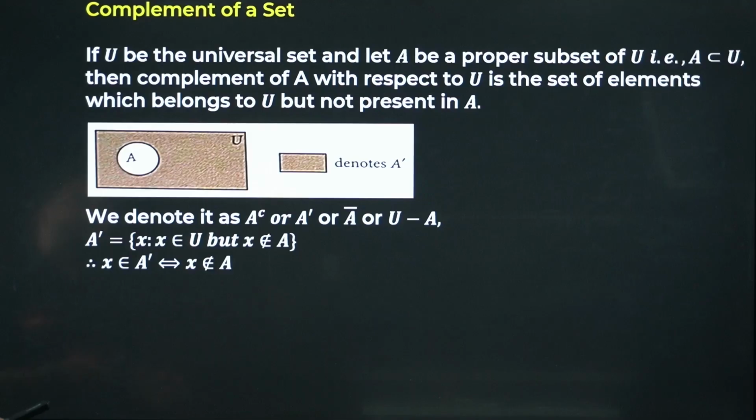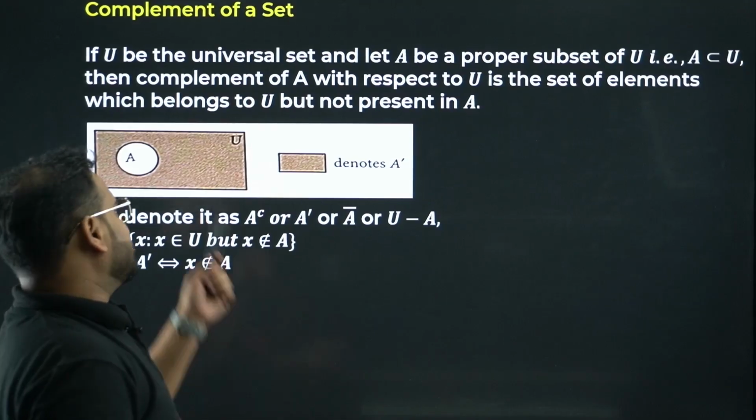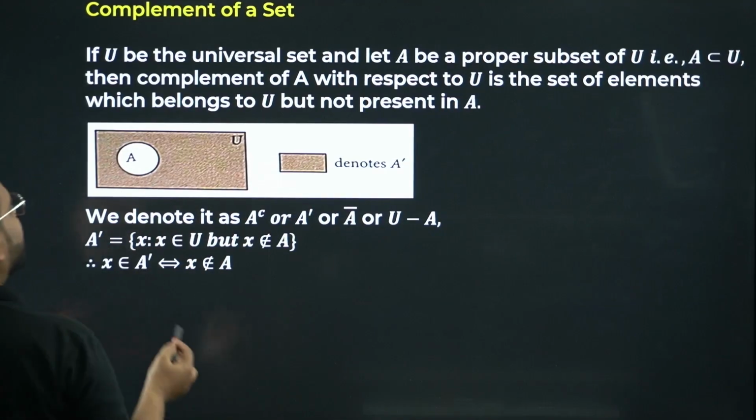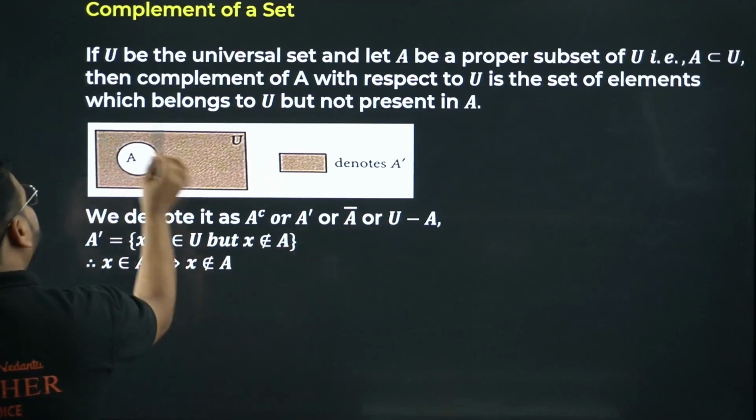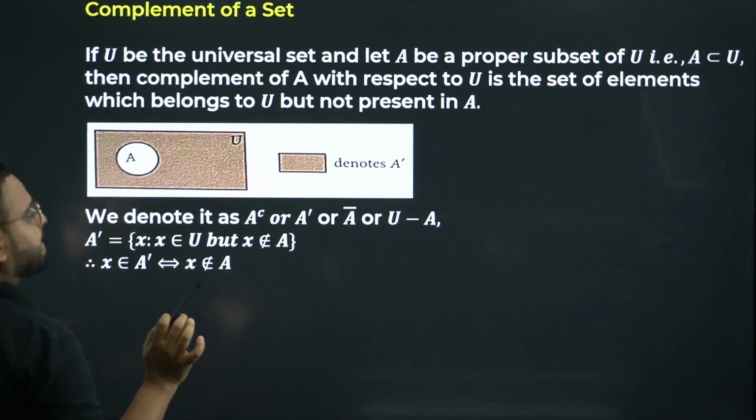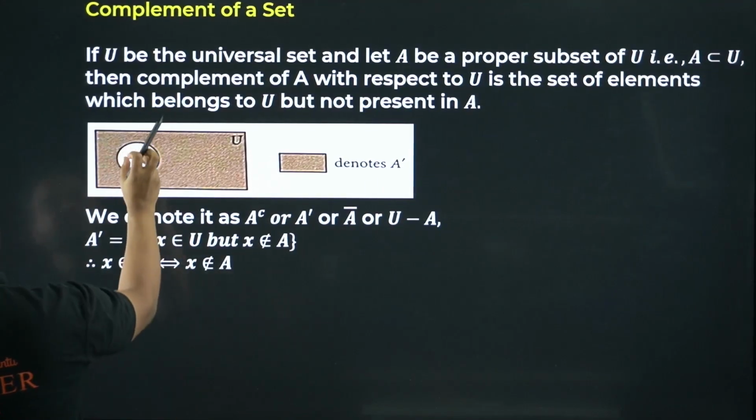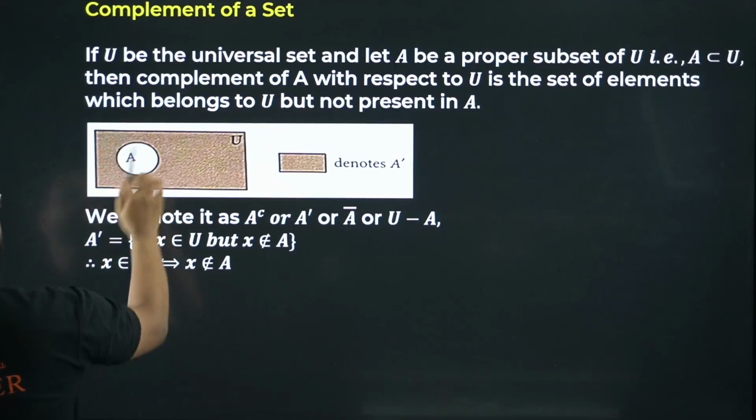Moving on. Now the complement of a set. Yes, this is coming from your Venn diagram. Please check. If I'm talking about A complement, it means everything in the universe except for A. So you have to vacate this circle. Everything except for A will be this shaded part.